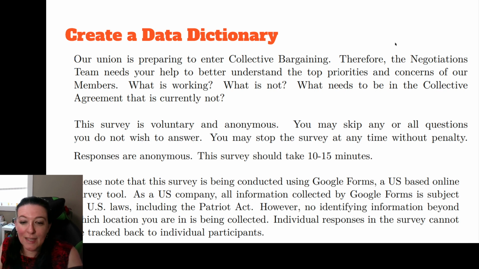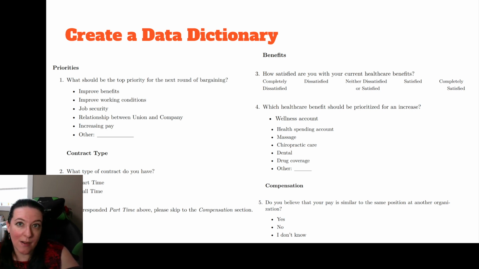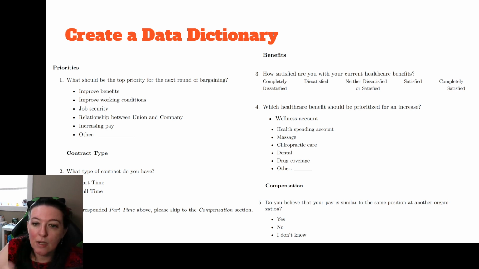So they're informed if they choose to participate. All right, so our preliminary blurb here is to make sure we're abiding by ethical research. So then we have our questions. We have questions about what should the top priority be in the next round of bargaining. Notice this question has an other write-in response. So we create a data dictionary. We want to treat the bulk of the question differently from the other because they will be analyzed separately.